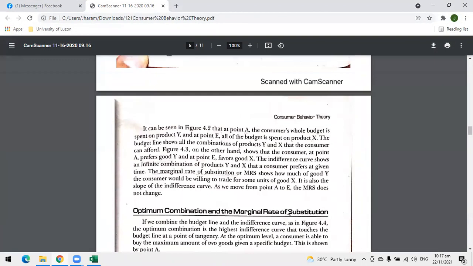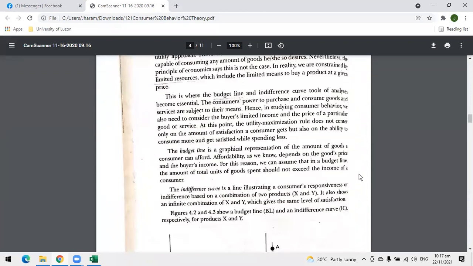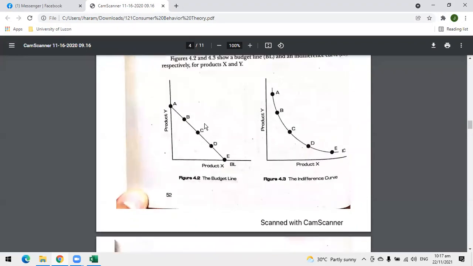Last time, we already discussed the optimum combination and the marginal rate, of the budget line and indifference curve. We need to combine the two to identify the optimum combination. Any points which are part of the indifference curve are the choices, a combination of choices. Any dot or any point on this line is what we call optimum choices.